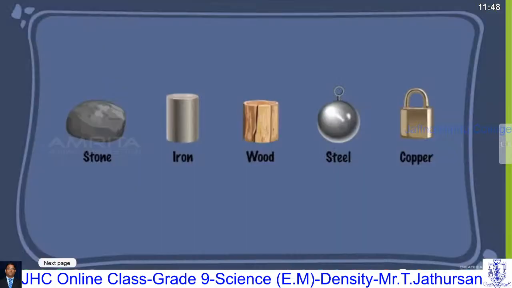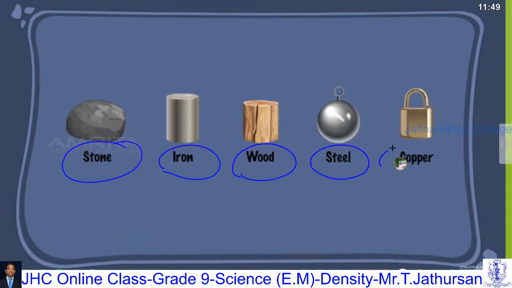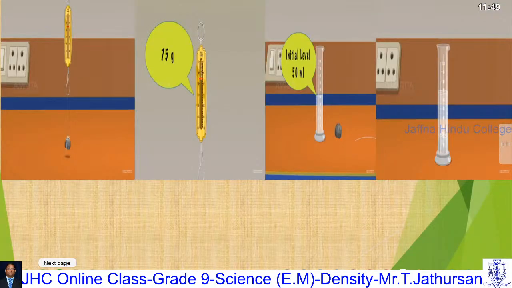Right. Now, how can you calculate the density of a solid object, or an irregular solid object? What are the examples of irregular solid objects? Stone, iron rod, wood, steel, copper. These are some examples of irregular solid objects.